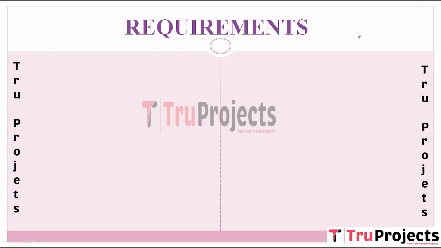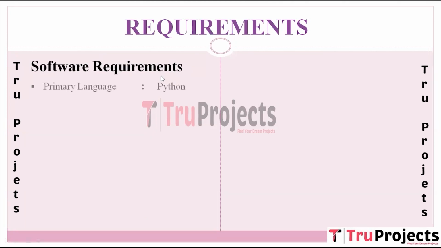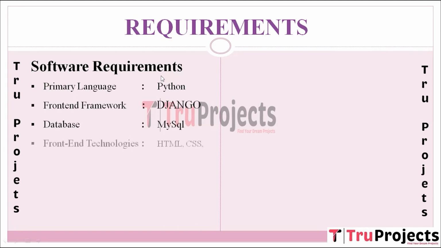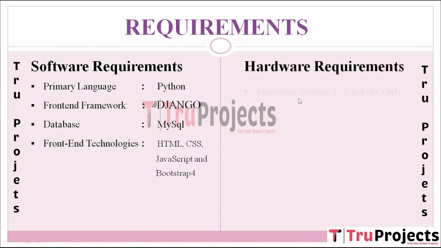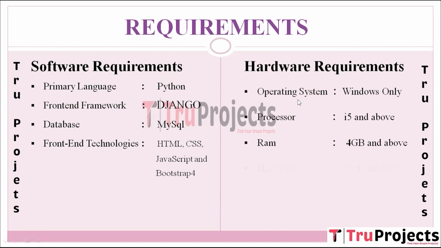Requirements. We use two types of requirements in this project. The first one is software requirements and the second one is hardware requirements. Coming to the software requirements, we use the programming language Python 3.7.0, front-end framework Django, database MySQL, front-end technologies HTML, CSS, JavaScript and Bootstrap. Hardware requirements. We use operating system Windows only, processor i5 and above, RAM 4GB and above, hard disk 10GB and above.